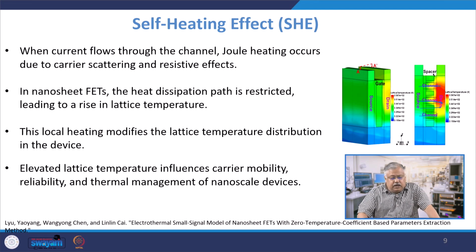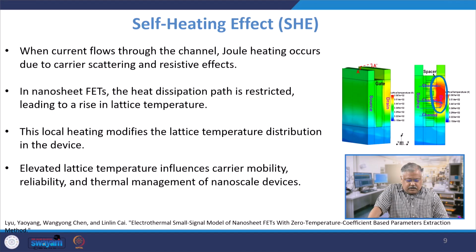The local heating also modifies the lattice temperature distribution in the device. The local hotspots which you see, the local heating which you see at various points within the channel, for example, at this particular point in the channel, the temperature goes on rising to a larger extent. The elevated temperature influences carrier mobility, and therefore the thermal management of nanoscale devices is very, very important.